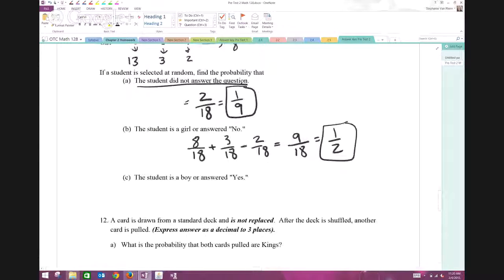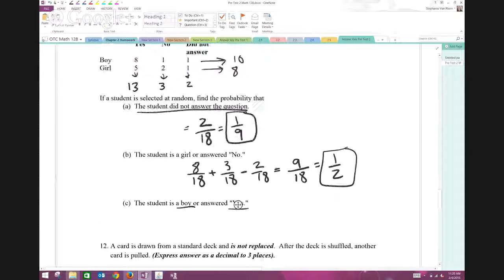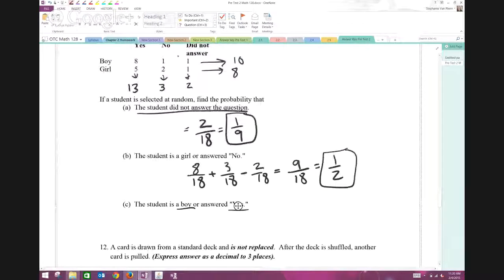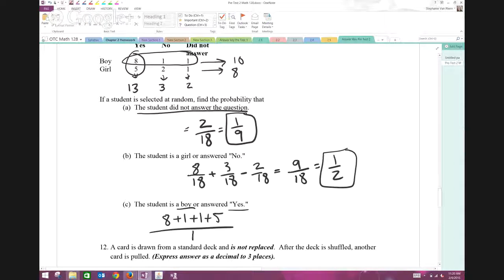The student is a boy or answered yes. Right? So the boys and then the number that answered yes. So 8 plus 1 plus 1 plus 5 over the total of 18. So that's 15 over 18, which simplifies to 5/6.